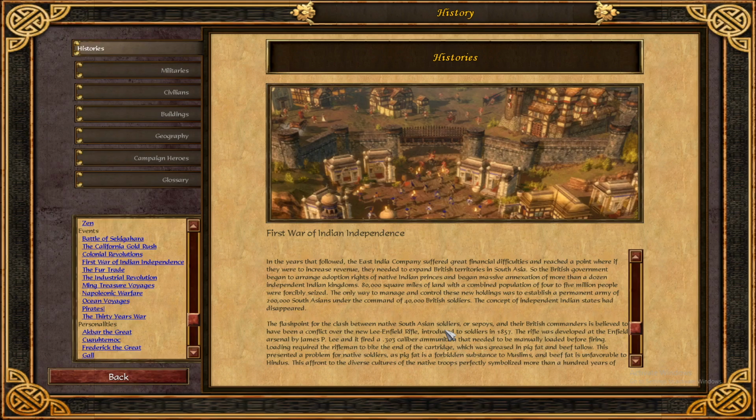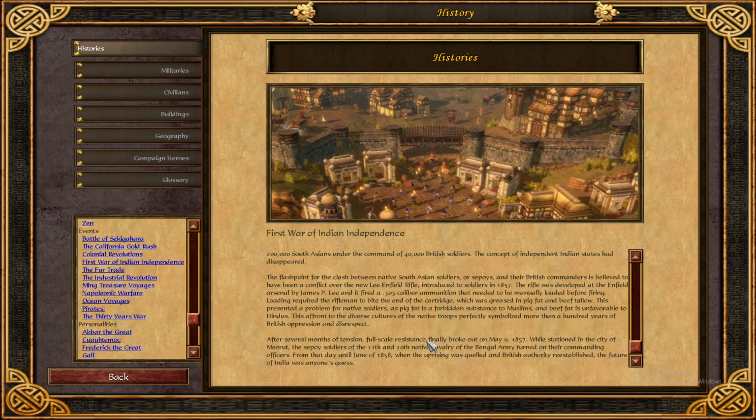18,000 square miles of land with a combined population of 4 to 5 million people were forcibly seized. The only way to manage and control these new holdings was to establish a permanent army of 200,000 South Asians under the command of 40,000 British soldiers. The concept of independent Indian states had disappeared.